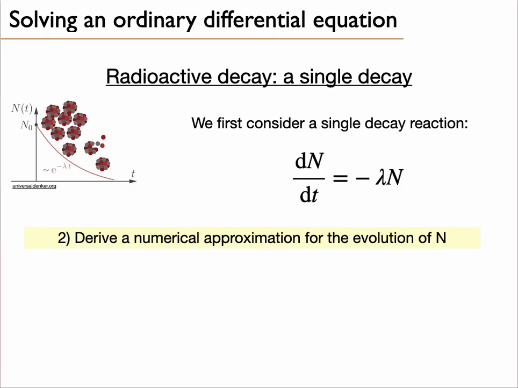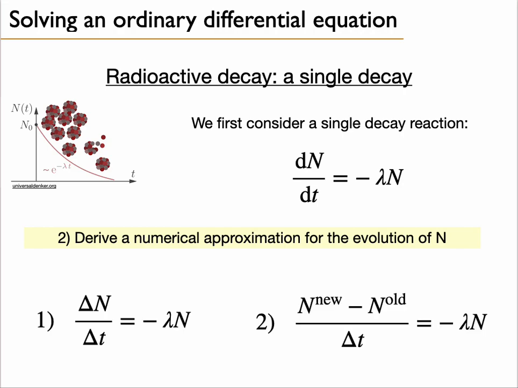Now let's make a numerical approximation of the evolution of n. Here we have one first order derivative of n with regard to t. So let's make a finite difference approximation. We replace the derivative of n with regard to time by a ratio of increments. So delta n divided by delta t is now approximately minus lambda n.